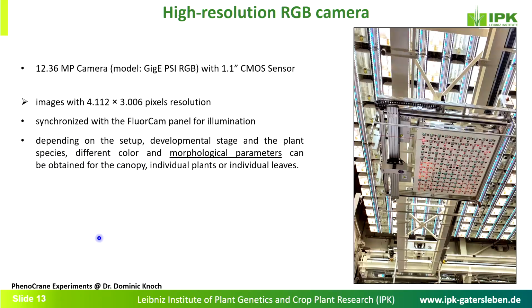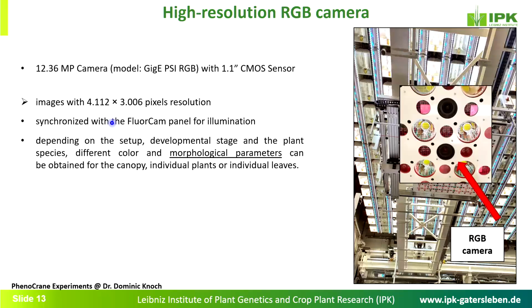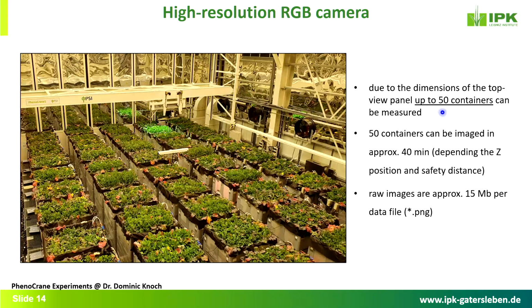So, a short overview about the performance of the system. We have a 12 megapixel RGB camera, and we can synchronize it with the FluoCam panel so that we get homogeneous illumination. And this is the RGB camera, and this is the FluoCam camera. There we can extract in the future individual plants and parameters which are related to the morphology of a plant. You can see it in action, but I think we have already seen it better in real time in the system now. So basically 50 containers can be phenotyped in about 40 minutes.